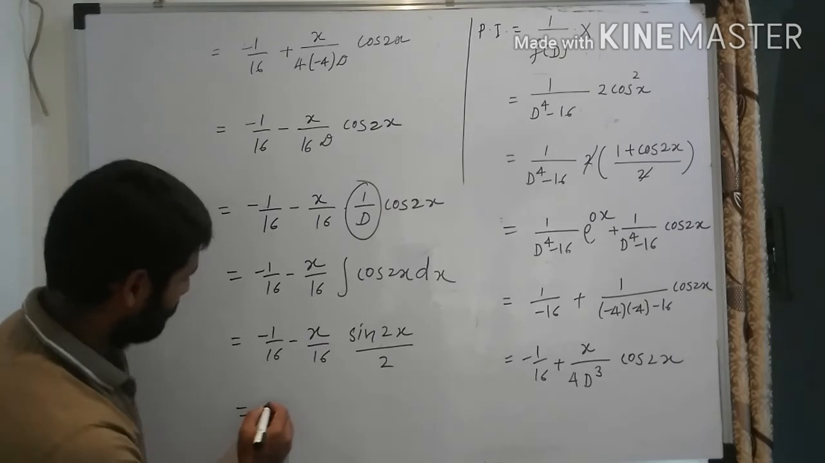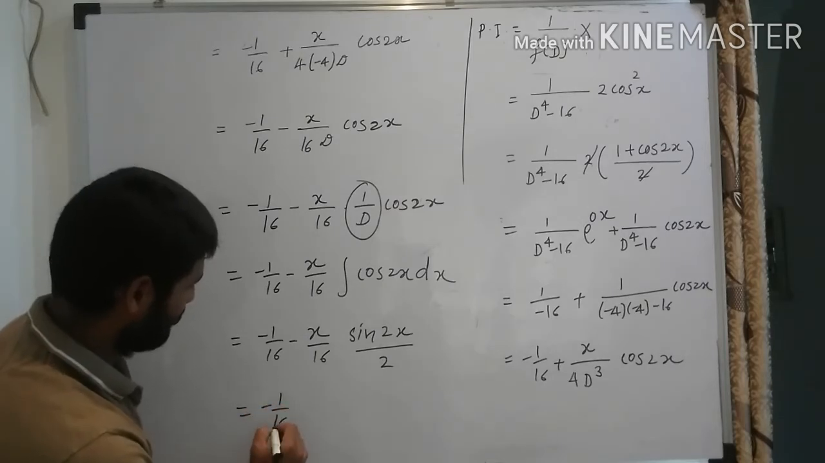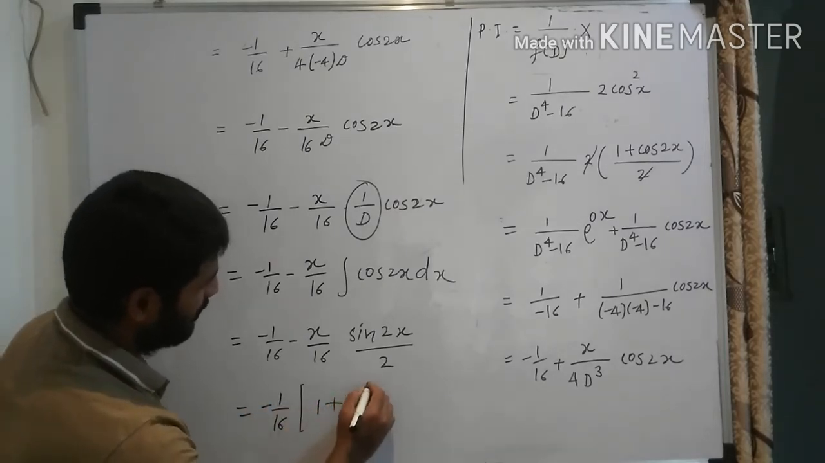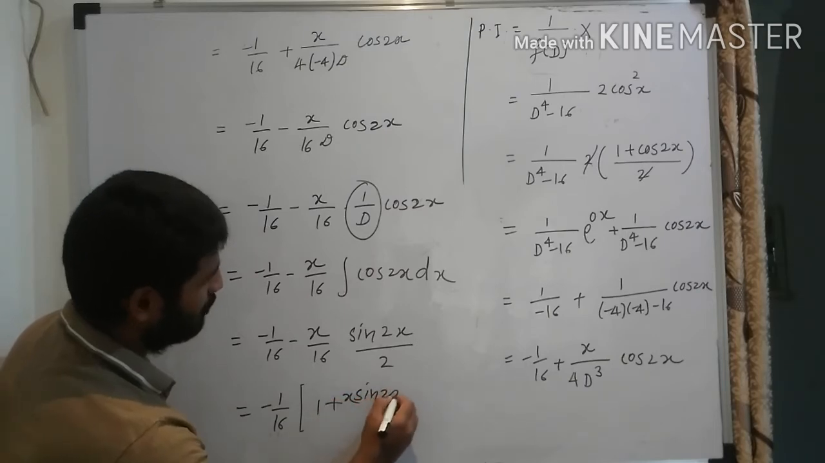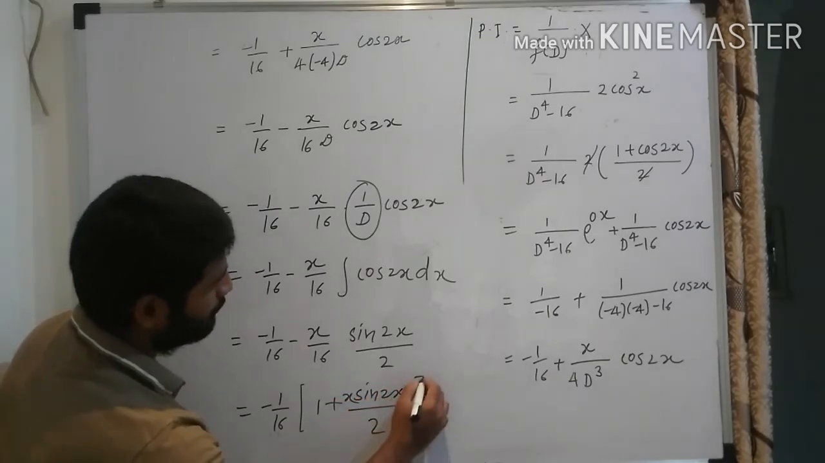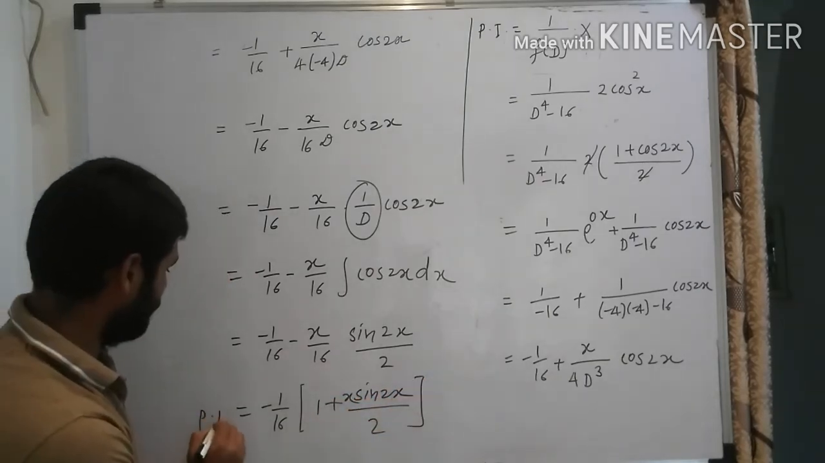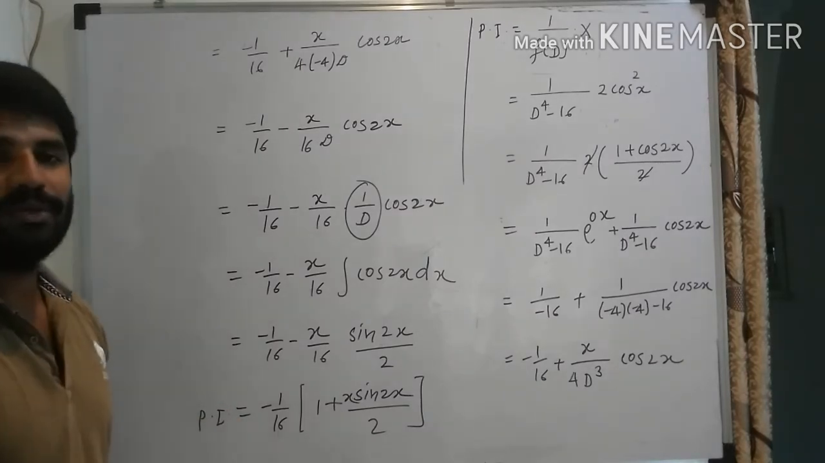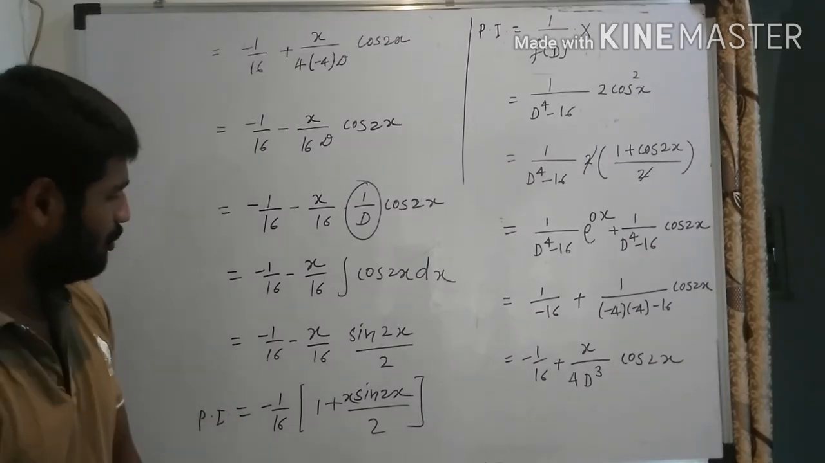So that is nothing but minus 1 upon 16 is the common term. So here we get 1 plus sin x into sin 2x divided by 2. So this is your required particular integral. If we add the complementary function and particular integral together, we get the required general solution.